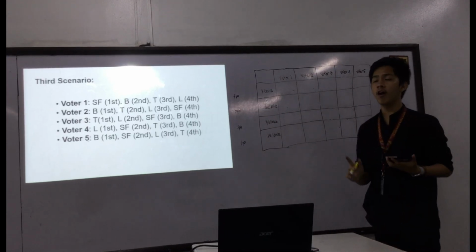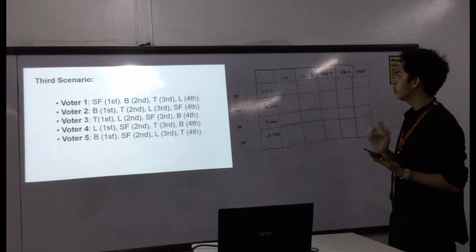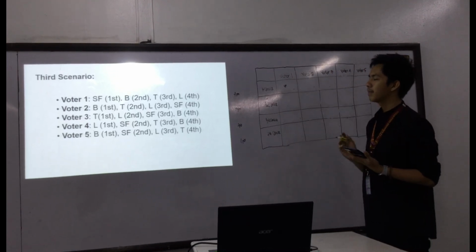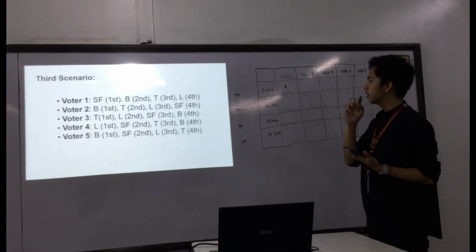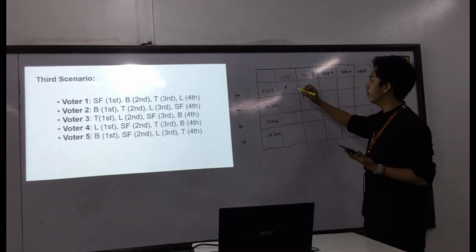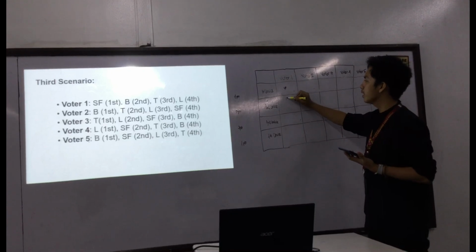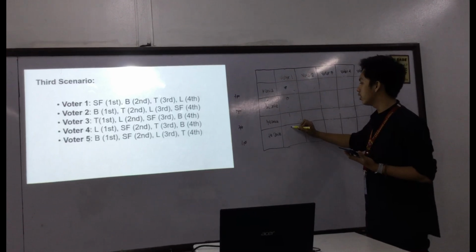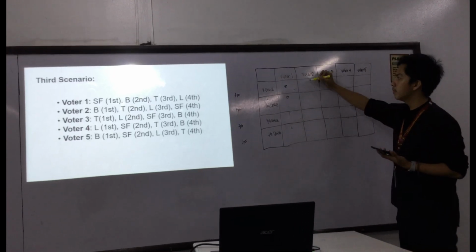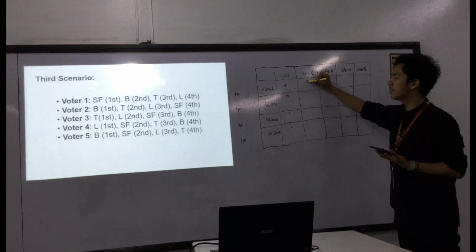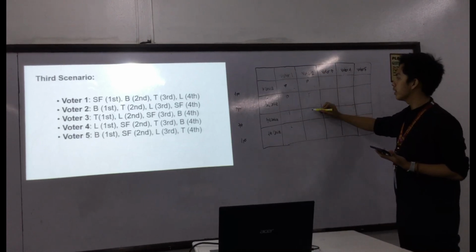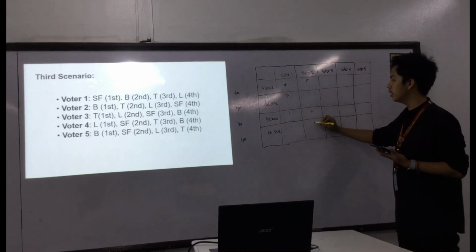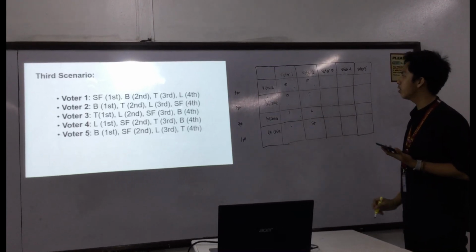The first choice of voter 1 is SF. The second choice of voter 1 is Berlin. The third is Tokyo, and last is London. For voter 2, the first choice is Berlin, second is Tokyo, third is London, and lastly, or the fourth choice, is San Francisco.